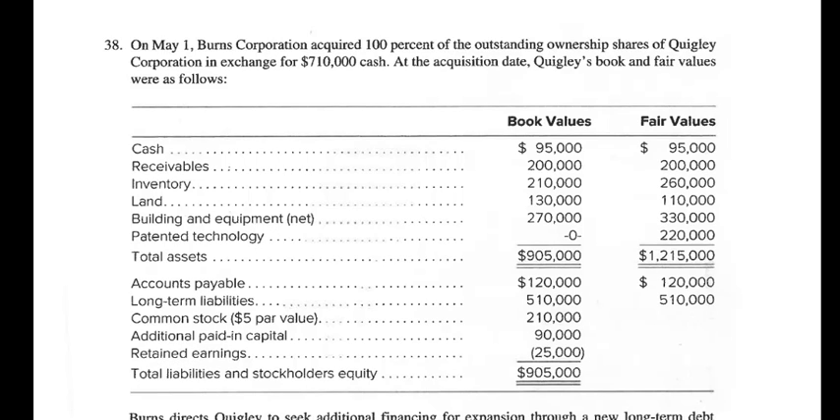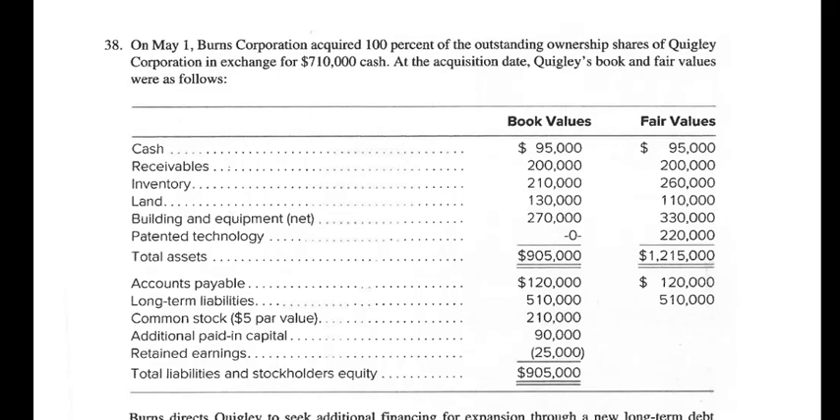So then it gives you this problem 38. On May 1st, Burns Corporation acquired 100% of the outstanding ownership shares of Quigley Corporation and paid cash, $710,000. At the acquisition date, Quigley's book and fair values were as follows. So this is the company we purchased, Quigley. They give you one column for book values and next to it a column for fair values.